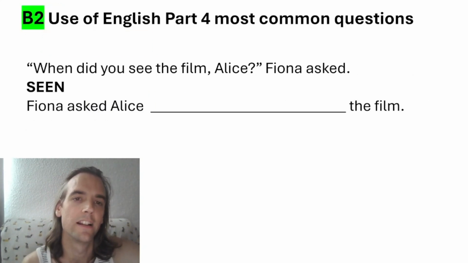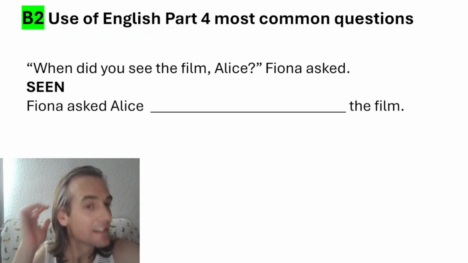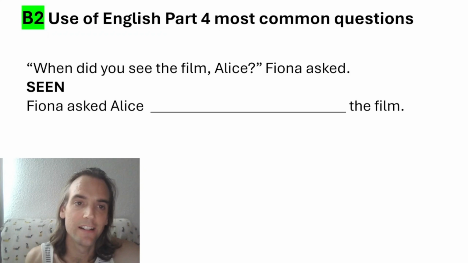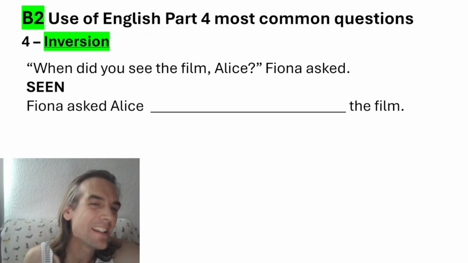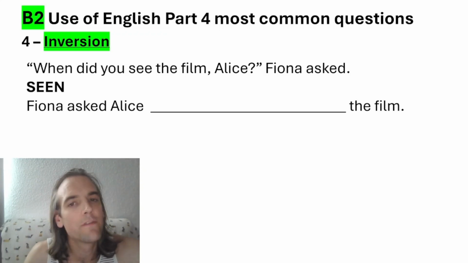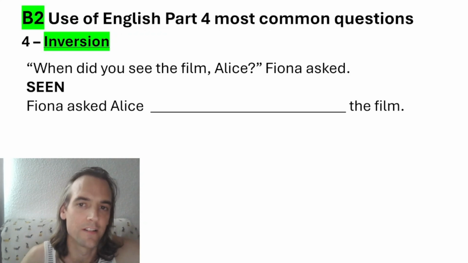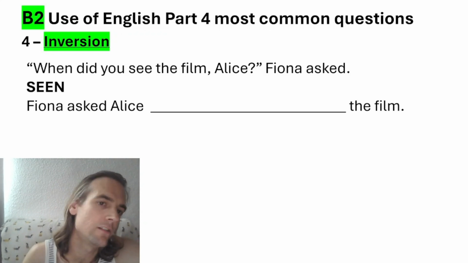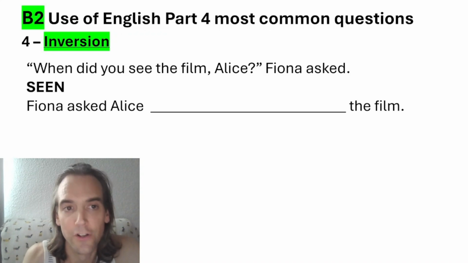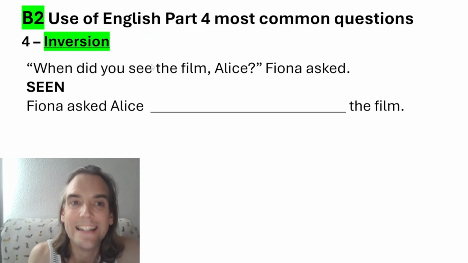Number 4, what are we looking at here? This is a clever one. I'm quite happy with what I did here. You answered it, well done. I'm saying it's inversion, okay? It's sort of reported speech, isn't it? Because someone asked a question and then you say, oh, Fiona asked Alice. And you know how to do reported speech. When did you see the film?